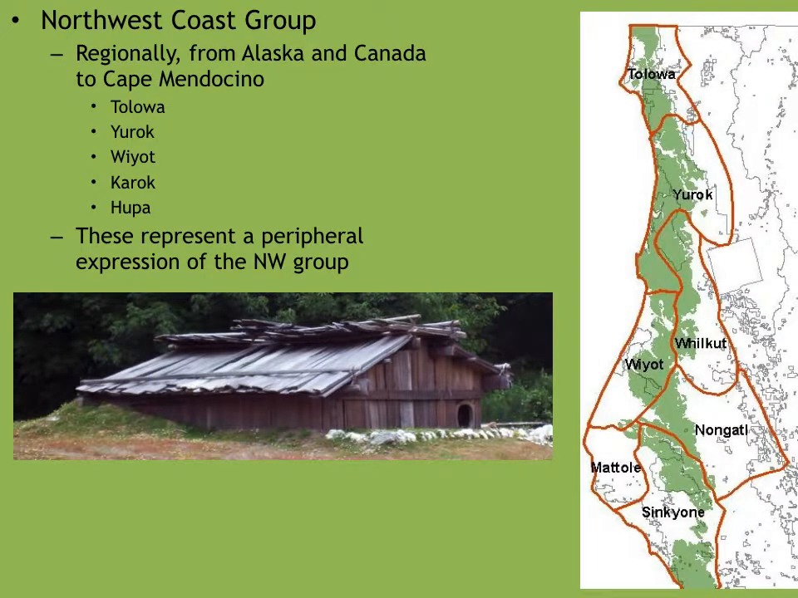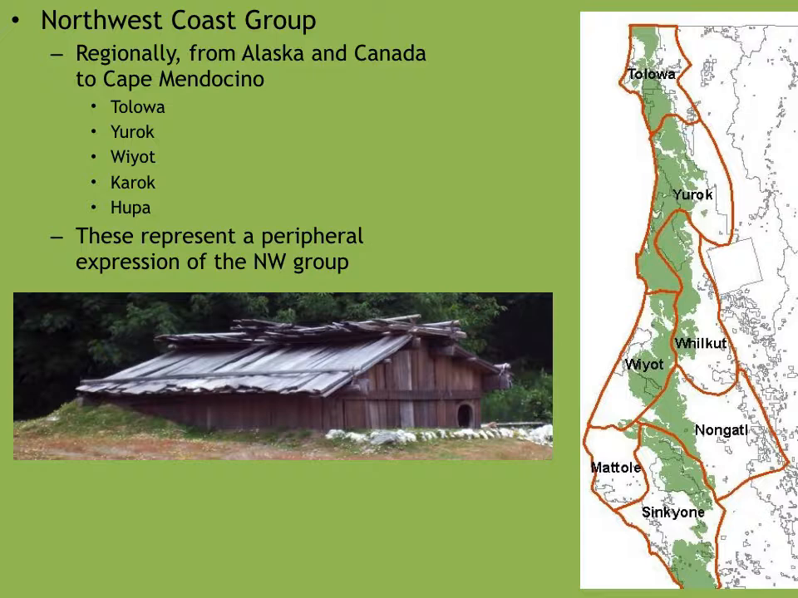The Northwest Coast Group, it's a much longer area. Again, a lot of times our modern day boundaries throw us off a little bit. But if we picture no boundaries, the Northwest Coast Group goes pretty far up. Regionally, it spreads from Alaska and Canada down to Cape Mendocino. The groups here represented are the Tolowa, the Yurok, the Wiyot, the Karok, and the Hupa. And this is what is seen as the southernmost peripheral expression of this major Northwest culture that I'm sure many of you have heard of.